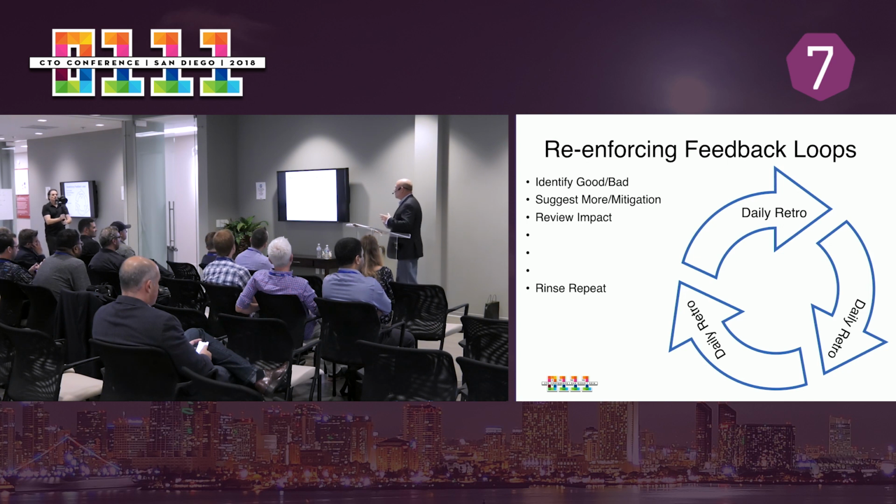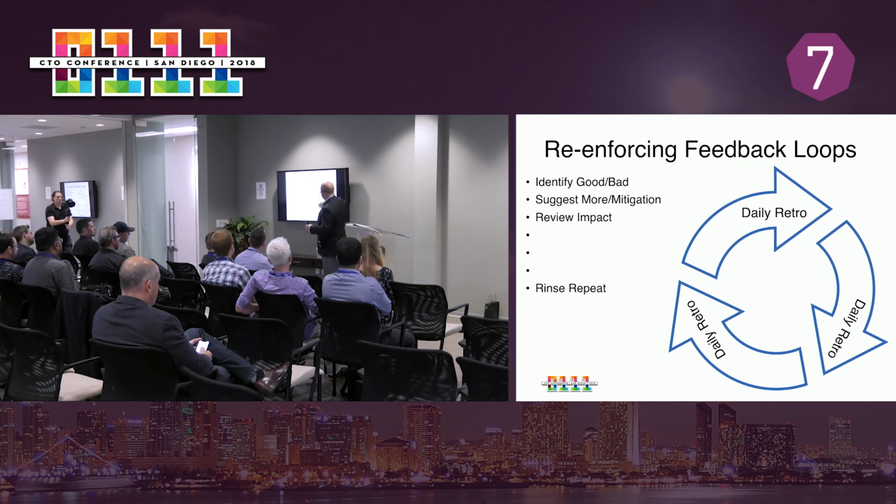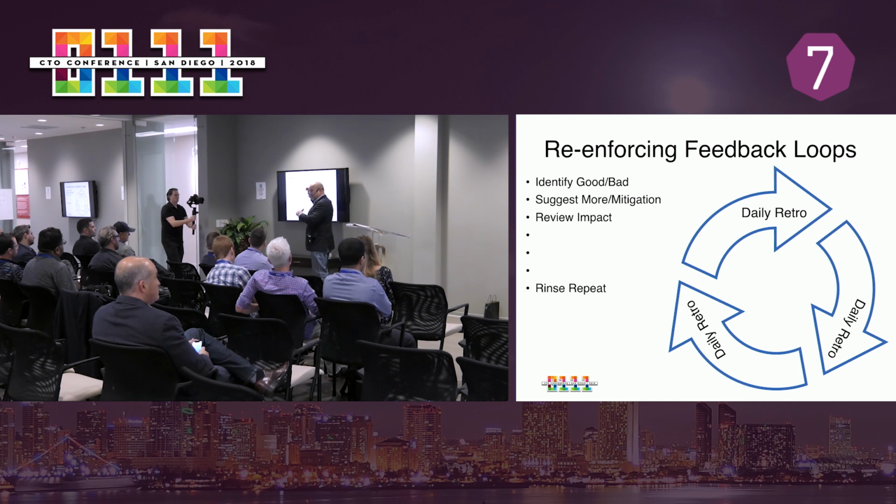First of all, reinforcing feedback loops. Got some great examples of this, right? In our daily retro, if I retro today and then tomorrow, and the third day, I've got this feedback loop here. I'm going to reinforce it tomorrow. I'm going to reinforce it the third day, on and on and on. I'm identifying good things. I'm identifying bad things. I can suggest, let's do more. I can suggest, let's mitigate something. I can review the impact of doing that. I can rinse and repeat. It's a reinforcing feedback loop, right?